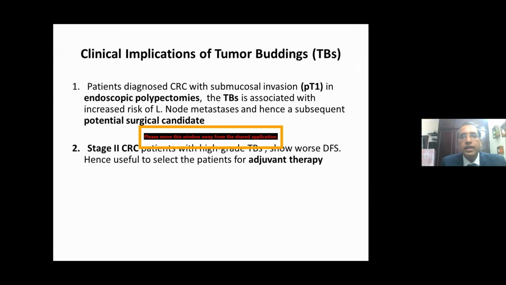So what are the clinical implications? In a patient diagnosed with colorectal carcinoma with submucosal invasion, that is pT1, in endoscopic polypectomies, tumor budding is associated with increased risk of lymph node metastasis and hence a subsequent potential surgical candidate. In stage 2 colorectal carcinoma, high grade tumor budding shows worse disease-free survival. Hence, it is useful to select patients for adjuvant therapy.